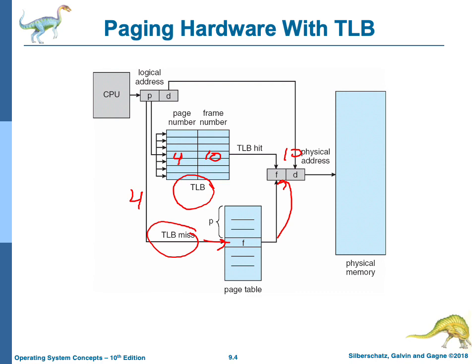This way, when the process again tries to access page 4 in the future, it will find it already there. Some entries can be wired down, meaning they will never be replaced and they will stay permanently in the TLB. Things like some key kernel code that's really crucial, where we want fast access and fast retrieval, we can wire those down in the TLB and never replace them.